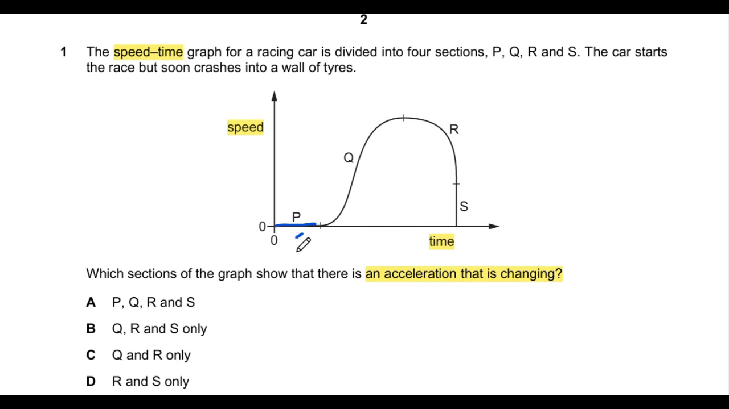So P is a straight line, that means acceleration is not changing. Q is showing a curve, that means acceleration is changing. Again, R is also showing a curve, so acceleration is changing. At S, we have a straight line, so acceleration is not changing. That means option C, Q and R only.